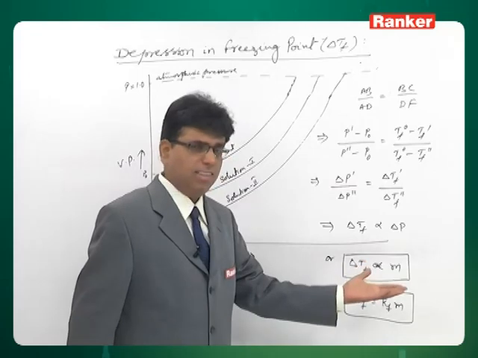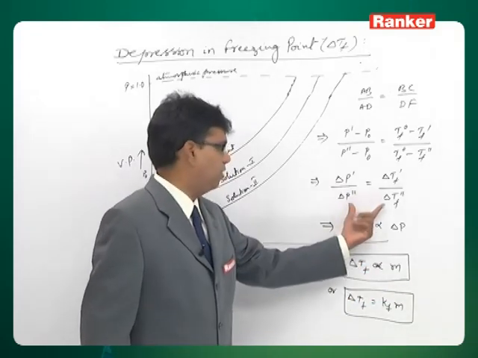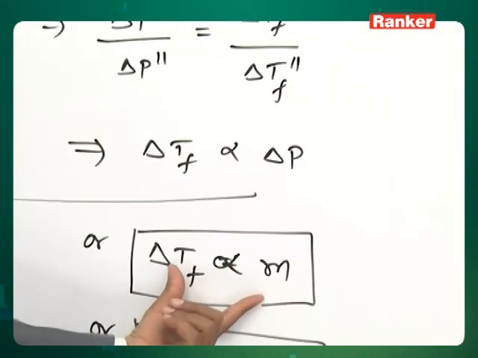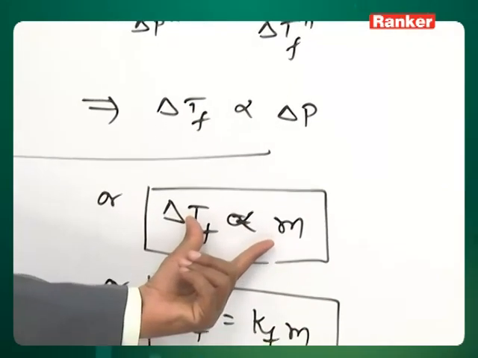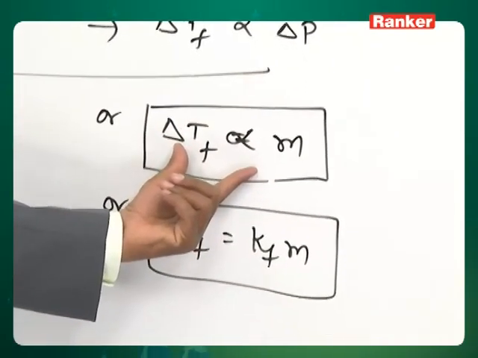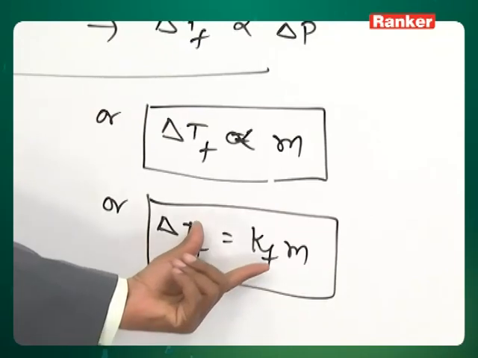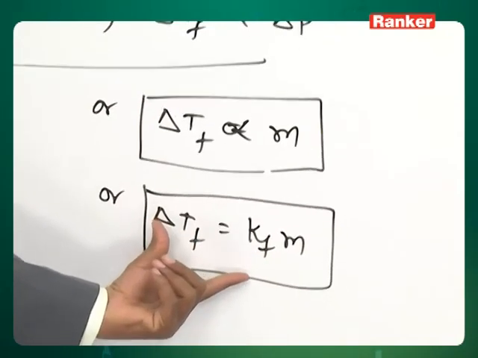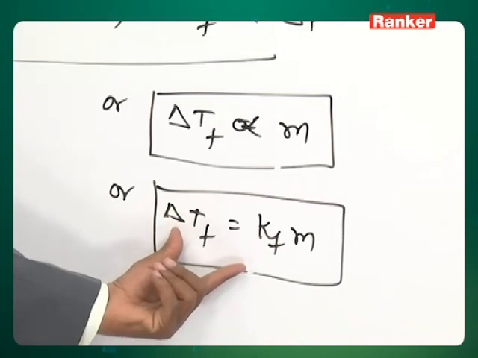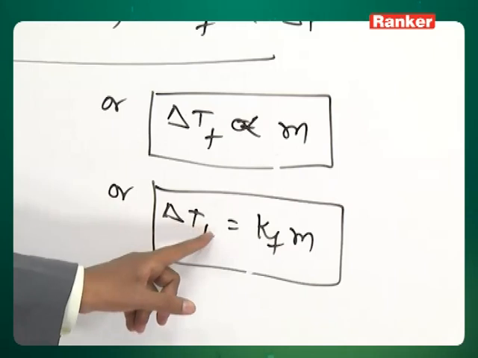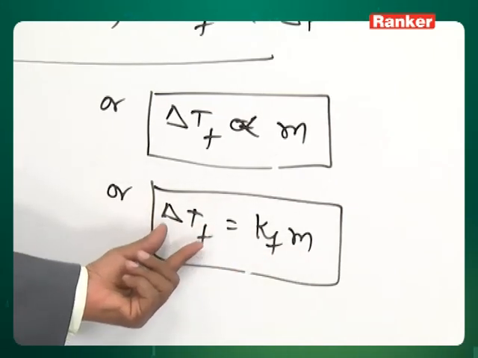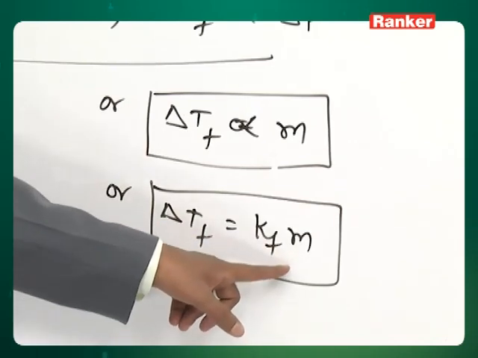And as in the case of elevation in boiling point, for the same similar kind of relation, we wrote that delta TB is proportional to molality. So, exactly again the same thing. Now, we can write that delta TF is proportional to molality, delta TF is equal to Kf into molality. In the case of elevation in boiling point, we wrote the equation as delta TB is equal to Kb into molality. Now, we are writing for the freezing point depression as delta TF is equal to Kf into molality.